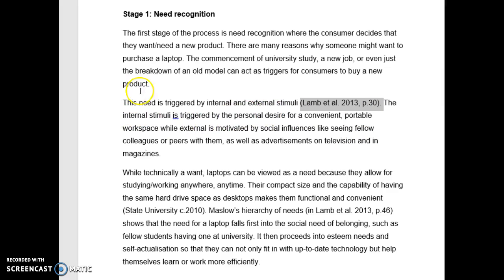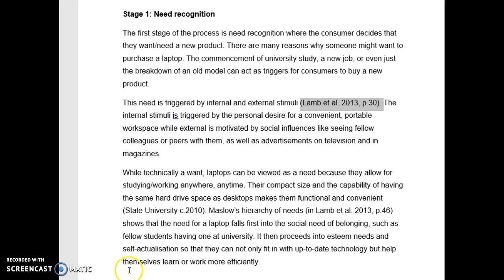So the student might be thinking that this is what happens, but then it's backing it up by saying in the textbook on page 30, they're also saying that a need is triggered by internal or external stimuli. And then they've gone on to talk about how the internal stimuli is triggered by a personal desire for a convenient portable workspace, while external is motivated by social influences such as. So just giving an example to demonstrate that they actually understand what is meant by internal or external stimuli. In many cases, this would be quite a sufficient answer and would probably end up being a distinction answer from just what's been talked about in the first two paragraphs.